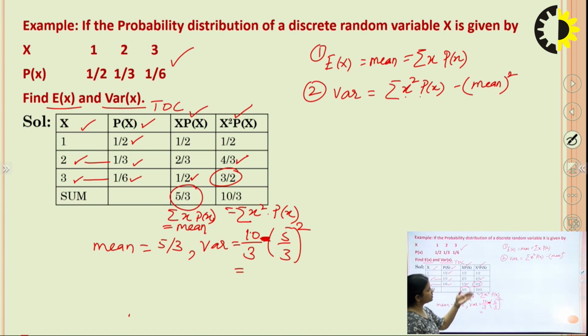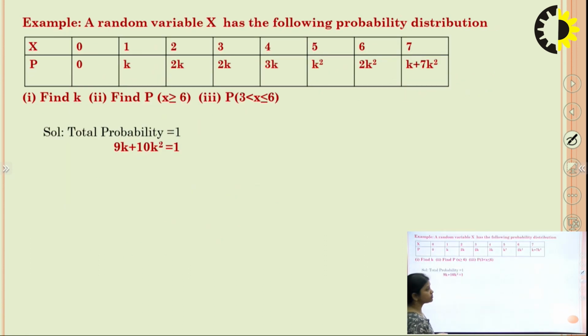So by using these two formulas, mean and variance, we have obtained the mean and variance of the given probability distribution. Let us take one more example. Here in this example, again we have a probability distribution, and we have to find the value of k and these two types of probability. Okay, so let us start from the first part.